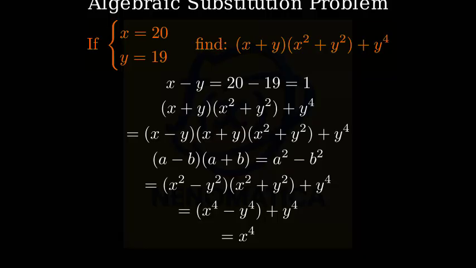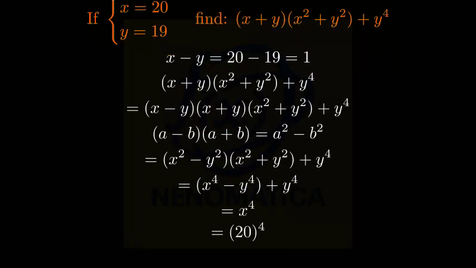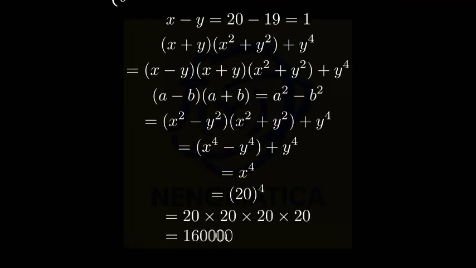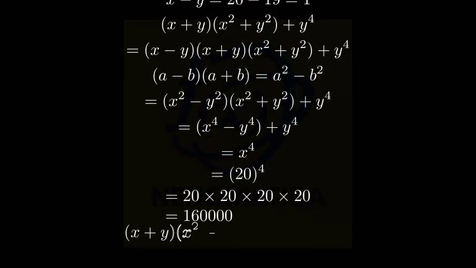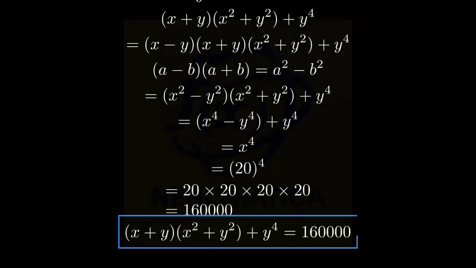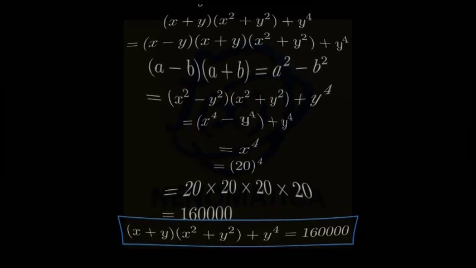Now, we can substitute x equals 20 into our simplified expression. x to the fourth power equals 20 to the fourth power. 20 to the fourth power equals 20 times 20 times 20 times 20, which is 160,000. Therefore, if x equals 20 and y equals 19, the value of the expression (x plus y) times (x squared plus y squared) plus y to the fourth power equals 160,000.